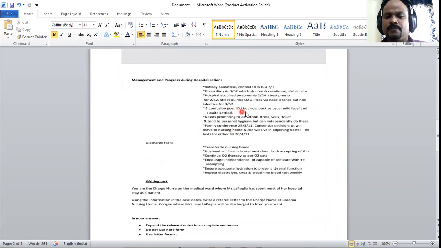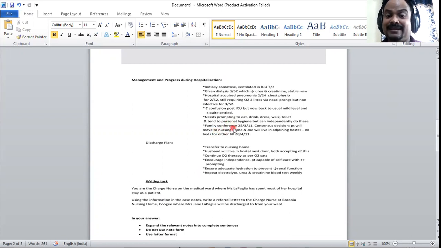Now, confusion post ICU, but now back to usual mild level and quite settled right now. So though she had some disorientation, right now her condition is stable. Needs prompting to eat, drink, dress, walk, toilet, and tend to personal hygiene, but can independently do this. She is able to do all these things, but right now she needs prompting because she has mild dementia. That is the reason.